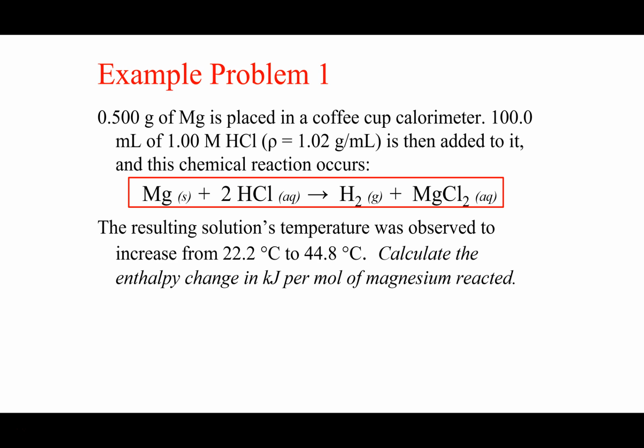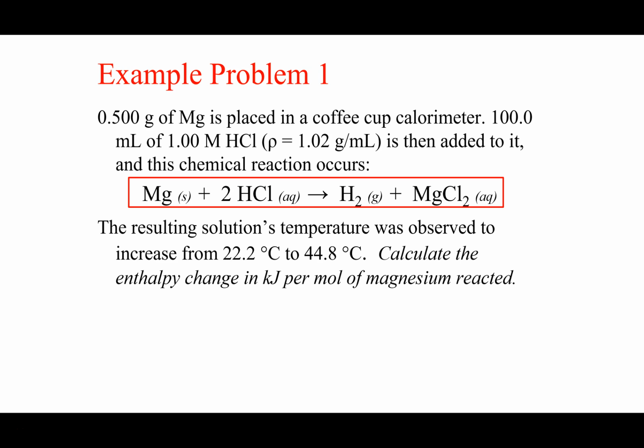So I'm going to put a semicolon, question mark, enthalpy change, delta H, for this reaction. We need to read it carefully. We're supposed to calculate the enthalpy change in kilojoules per mole of magnesium reacted. So my units here, and you're going to see why that's important, are going to be kilojoules of energy per mole of magnesium. That's no small thing.